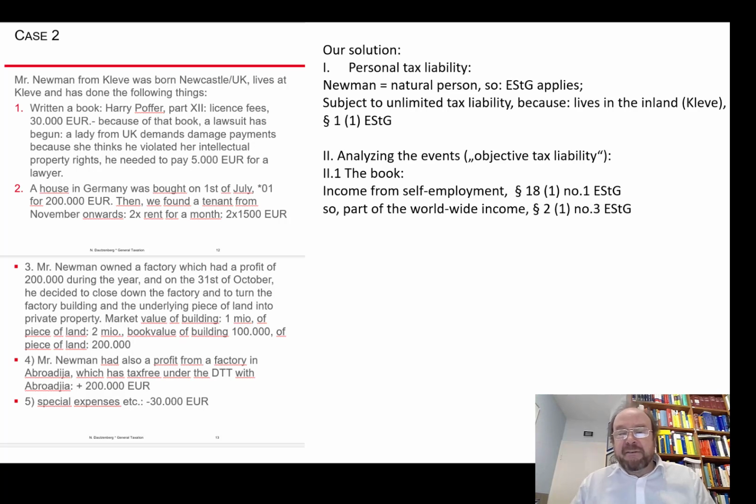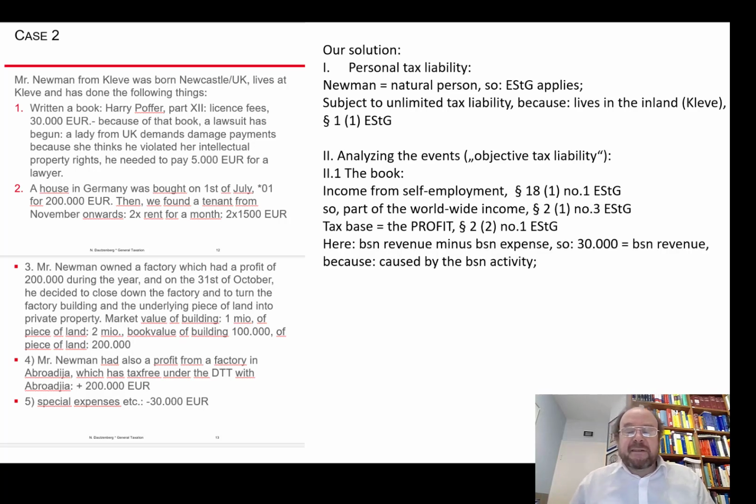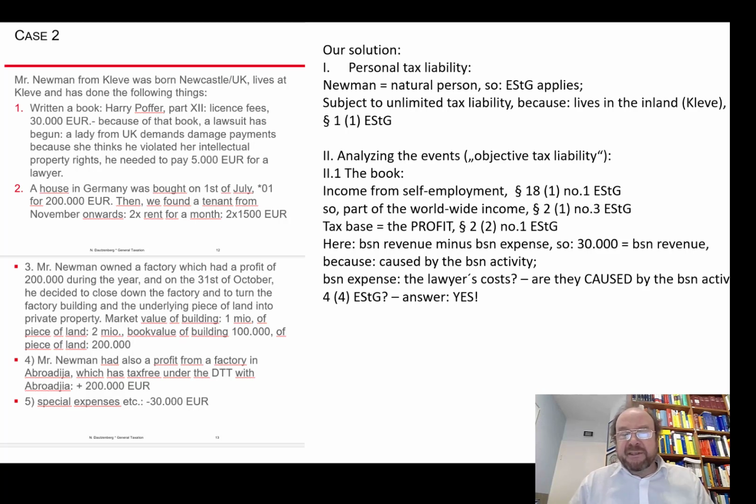Okay, but nevertheless, it's part of the worldwide income, paragraph 2.1, number 3, ESTG. The tax base for that part of the income is the profit. And the profit is here to be calculated as the revenue from business minus the business expenses. And so 30,000 is given as our business revenue because it's caused by Mr. Newman's Harry Potter book, so by the business activity.